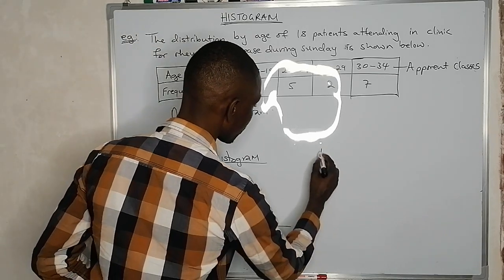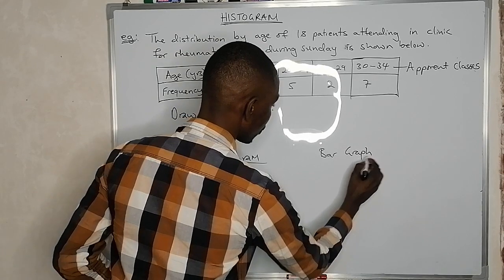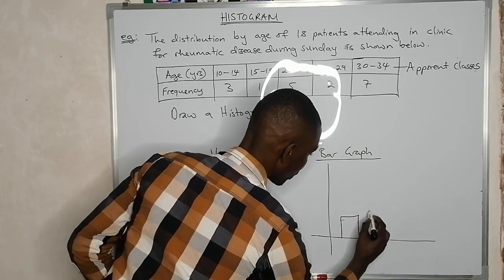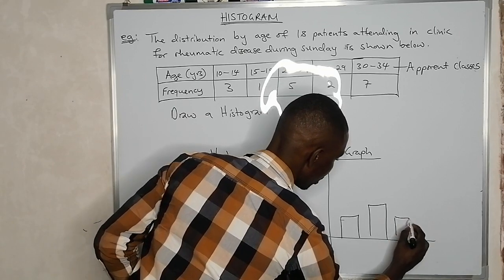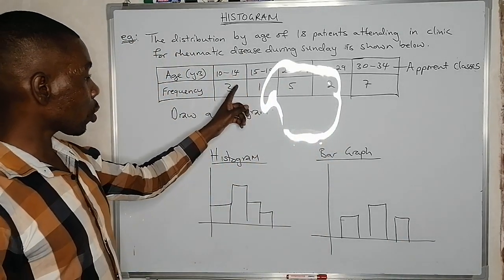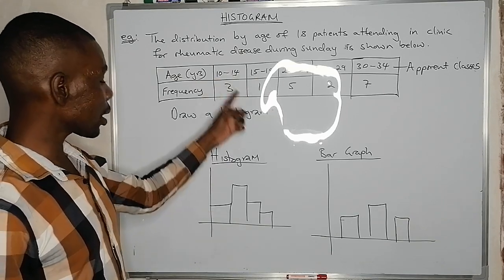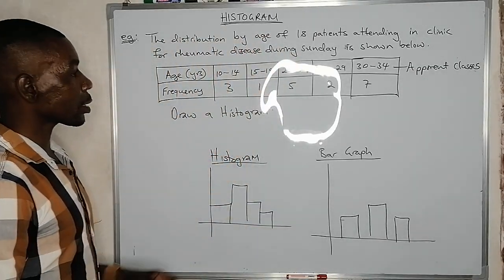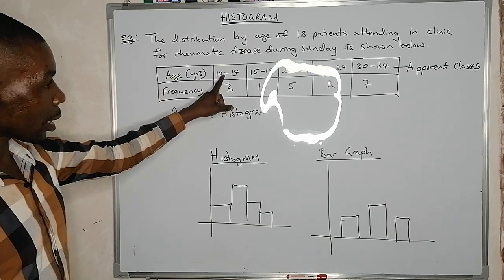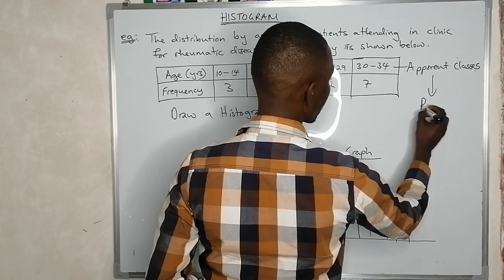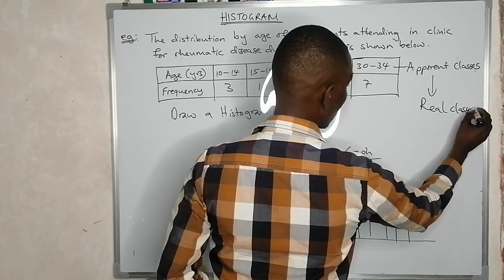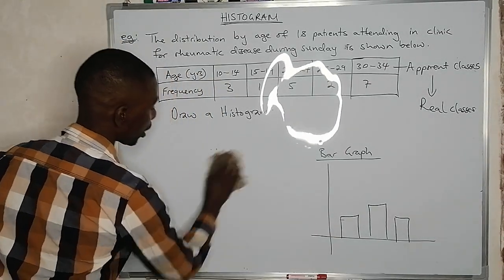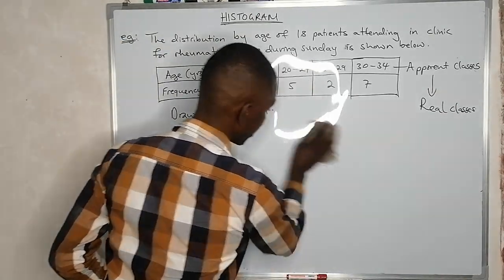But in a bar graph, we can have bars with spaces between them. So we can draw a bar graph using these intervals, because this can be 10 to 14, 15 to 19, then 20 to 24. So in this case, we have to change from apparent classes to real classes. How do we change from apparent classes to real classes?